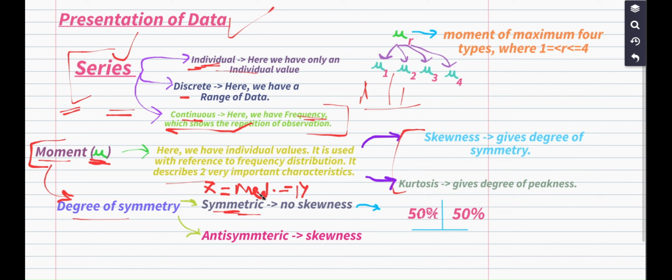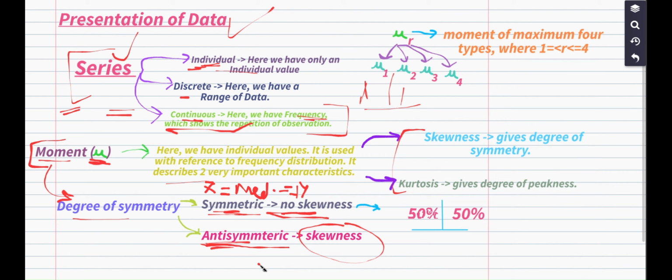Not every time are these three terms equal. Sometimes the median is the highest value and the mode is the lowest, and sometimes the mode is the highest and the median is the lowest. That comes into the part of skewness. When I say skewness, there is an asymmetrical graph. When I say symmetric graph, there is no skewness. When the symmetry has a degree, that means skewness is there.